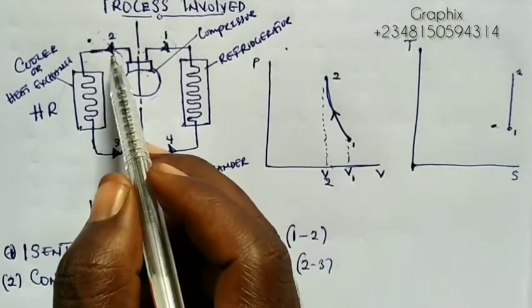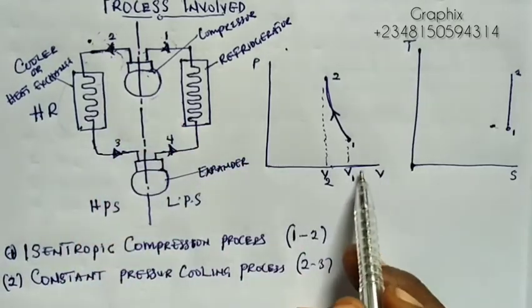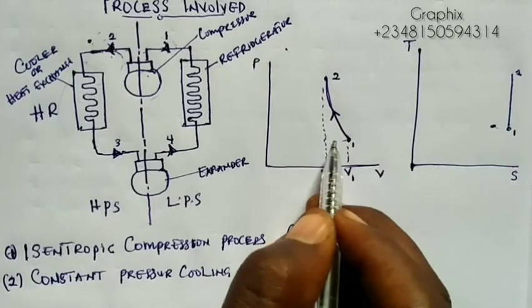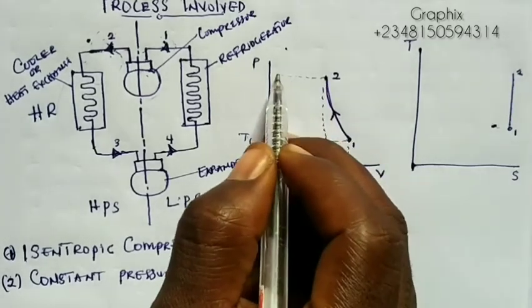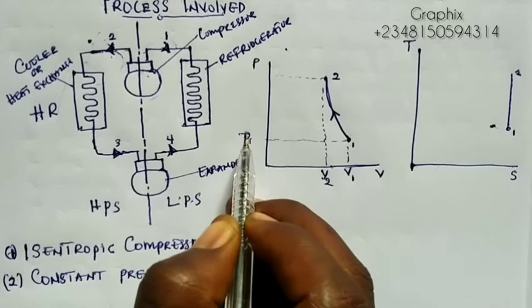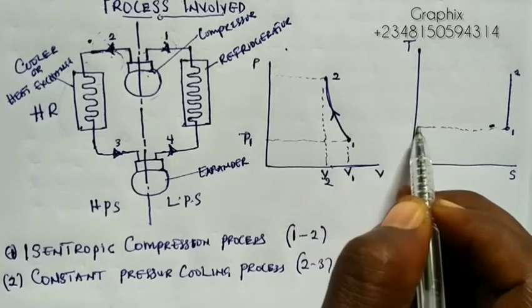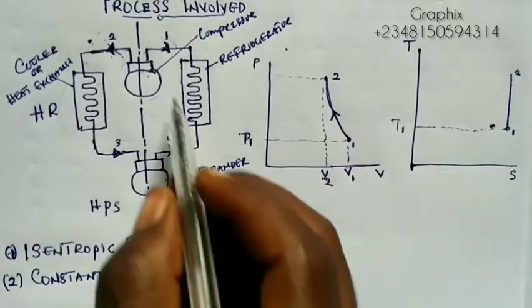Now, you see when this refrigerant has entered the compressor, when it comes out at state 2, the temperature of the refrigerant is high, the pressure is high, and the volume has been reduced to V2. This is the temperature here, T1. This is the pressure here, P1, and the temperature here, T1. We are doing them simultaneously. So the temperature is what?